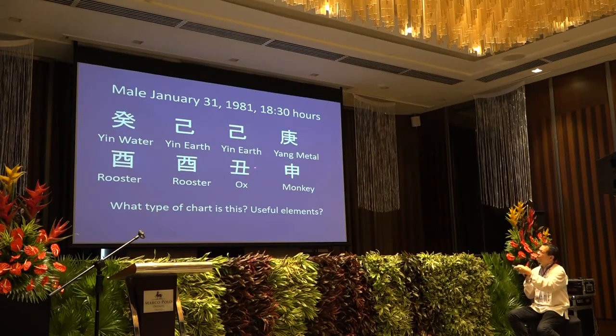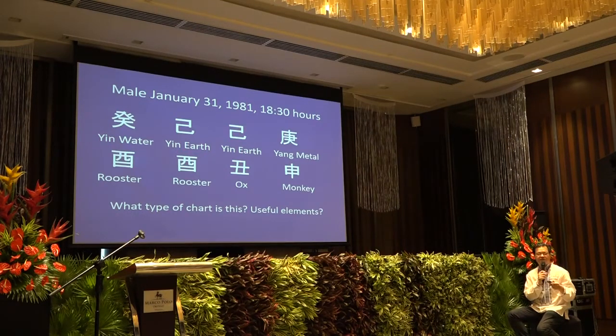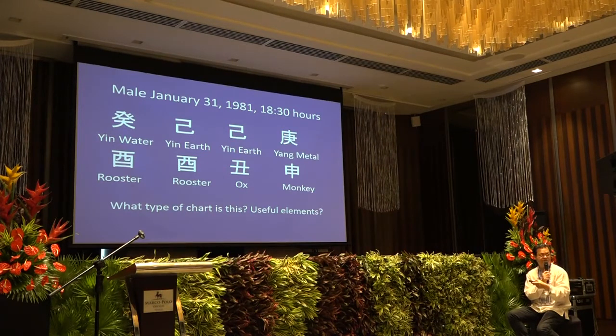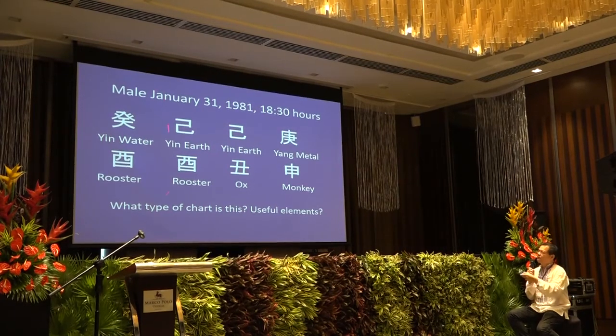Second step, we look at the combination which is present in his chart. So he has 2 roosters and 1 ox. There's a monkey there as well, so it's not really part of the group on page 2. When you look at page 2, you can see the rooster and the ox are part of the metal group. So the 2 roosters and the ox combine to form metal. So the question is, what type of chart is this and what are the useful elements? The first thing you do is to identify the 3 harmony, which is the metal 3 harmony.